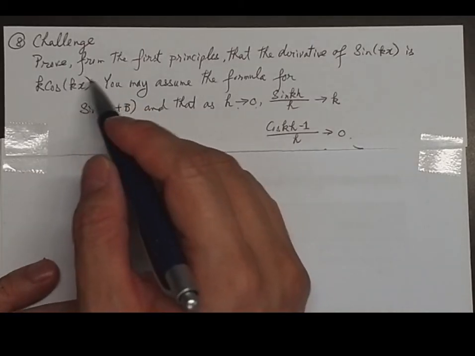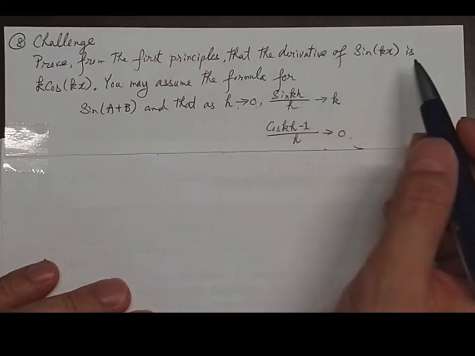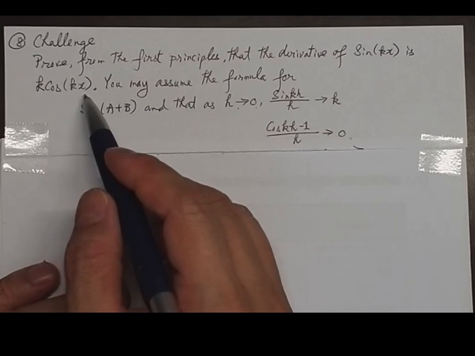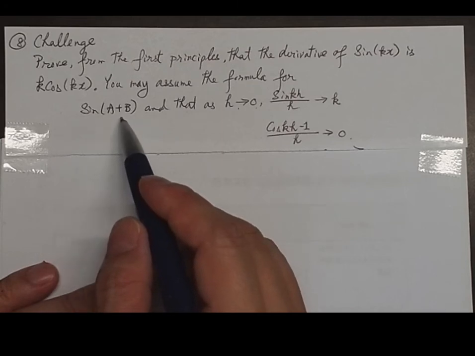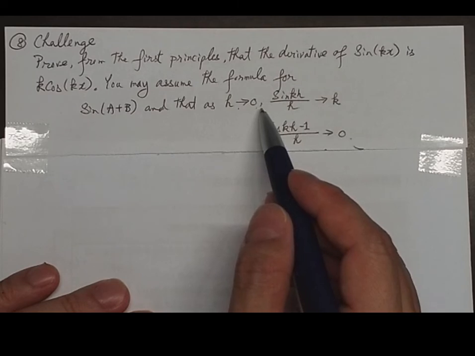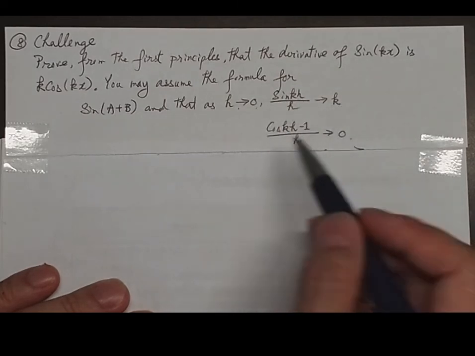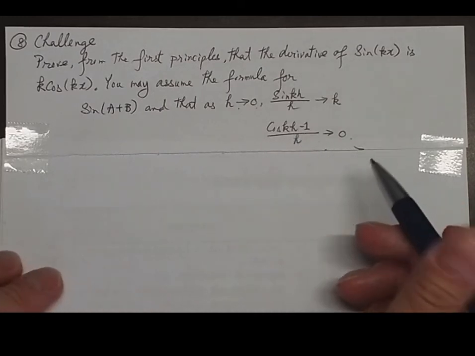Question number 8. Challenge question. Prove from first principles that the derivative of sine kx is equal to k cosine kx. You may assume the formulas for sine a plus b, and that as h tends to 0, sine kh over h tends to k, and cosine kh minus 1 over h tends to 0.